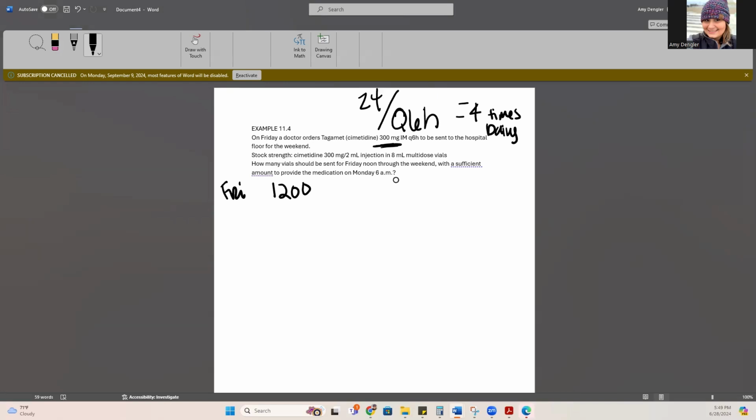So 6 hours from noon is going to be 6 p.m., so that's going to be 1800 hours. And essentially they're going to take it at 1200 hours, 1800 hours, 6 hours from 1800 hours is midnight, which is 0000, and then again at 6 a.m., 0600. So that's what we have on Friday.